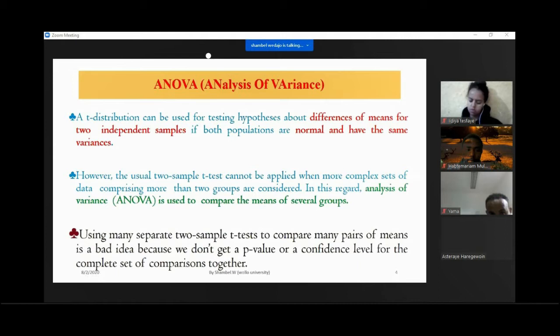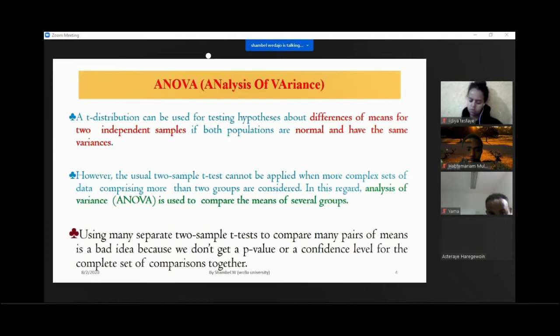Using many separate 2-sample t-tests to compare many pairs of means is a bad idea. For example, if you have just 3 means, you have at least 3 combinations, and comparing pair by pair may have bad outcomes. We will see later what the bad outcomes of just using pairs are.